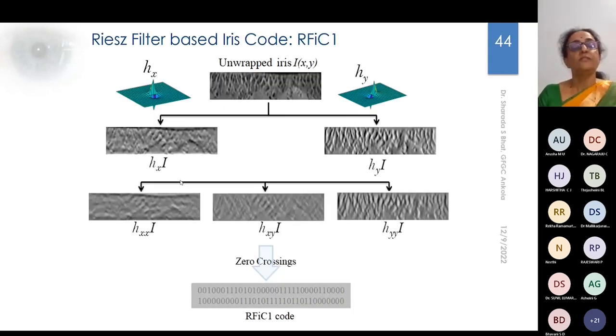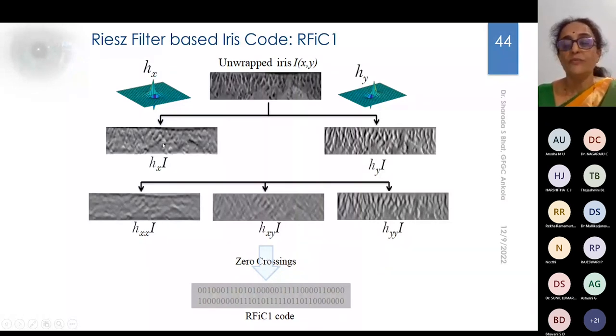Now, this is the design for RFIC1. You have the unwrapped input iris and two Rays kernels, HX and HY. Convolve this input iris with these two kernels. The output you are obtaining is HXI and HYI. You can see the clear filtered images here. Go to the next level, get the second order components, HXXI, HXYI, and HYYI. I mean, with these two images, use again the Rays kernels here, and you get the second order components here. And from these, you go with the zero crossings here.